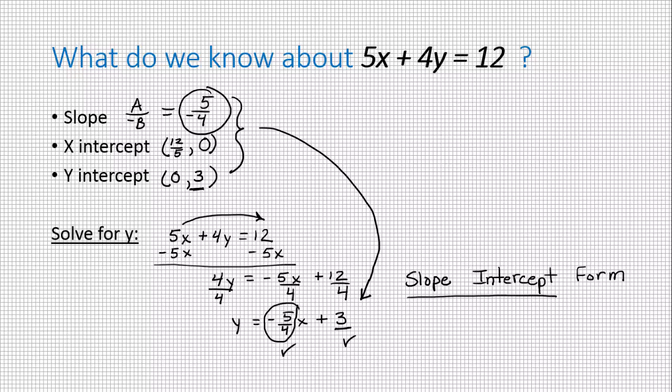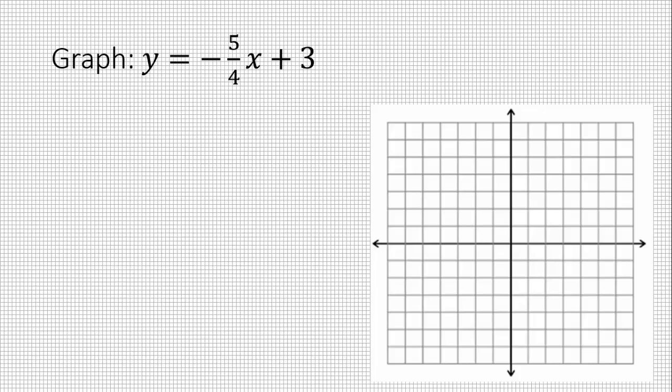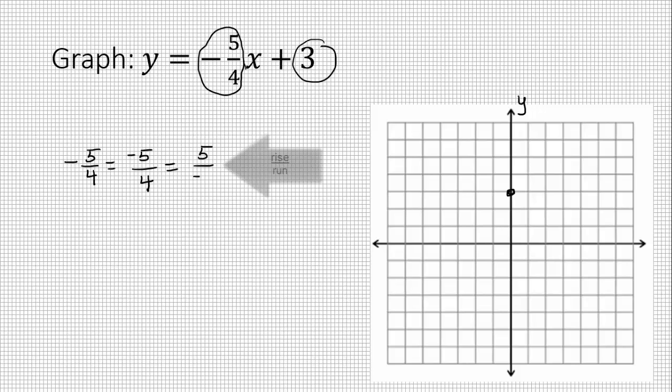Let's use it to graph. Here's that same equation. Remember, this is the y-intercept. That means that at 3 on the y-axis, there is a point. Starting at that 3, I can now use my slope as a road map to other points. Keep in mind that -5/4 is equal to -5 over 4, and it's also equal to +5 over -4.